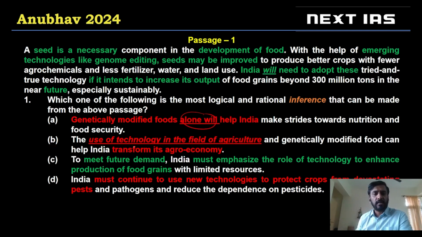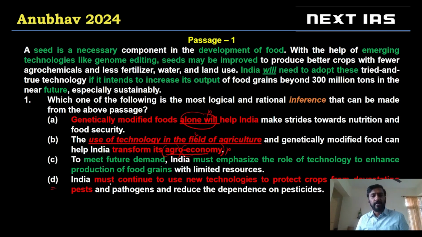Also, the other thing is will help India transform its agroeconomy. We have not really discussed the economy of agriculture in the passage. We've discussed India will need to meet some increased demand in the future, but we have not really discussed the agroeconomy, right? So this would also be erroneous. So both of these become incorrect because of the words marked in red.